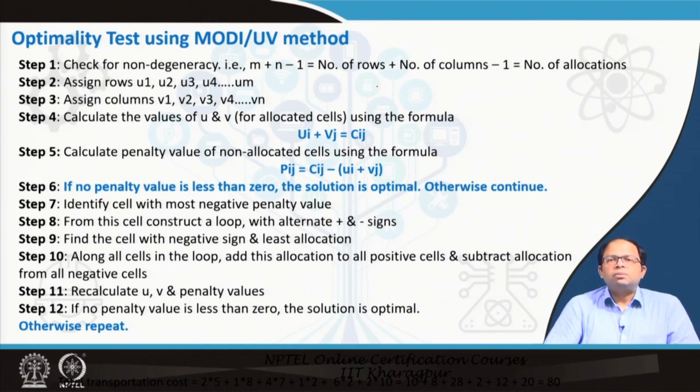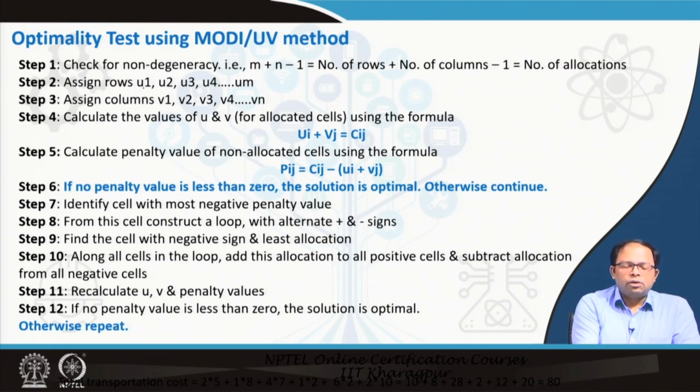The first step in this particular method is to check for non-degeneracy, that is, the number of rows plus the number of columns minus 1 should be the number of allocations. This is the first thing we need to check. Then we assign the rows values u1, u2, u3, u4 up to um, and we assign column values v1, v2, v3, v4, up to vm. Then we use this formula: ui plus vj equals cij.